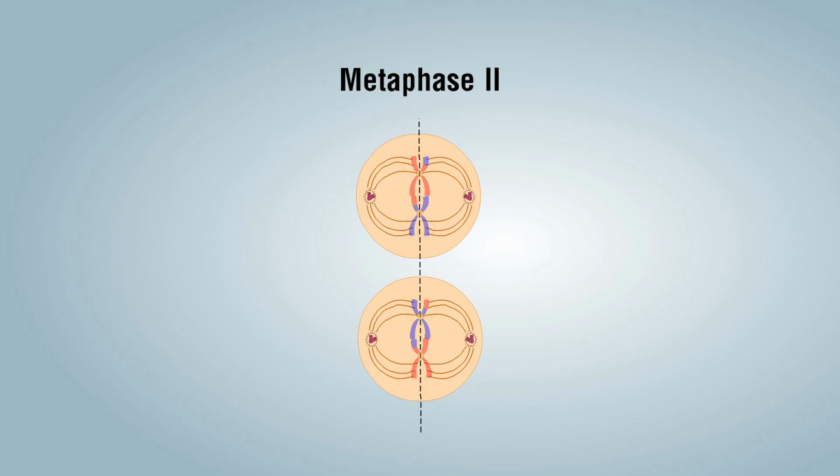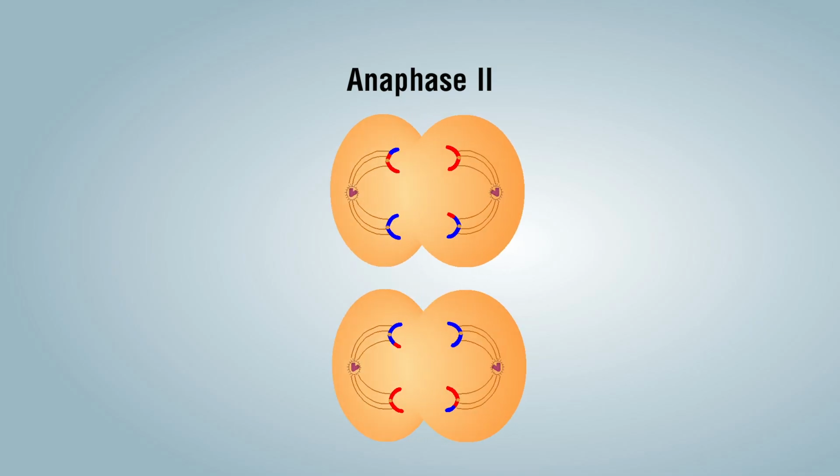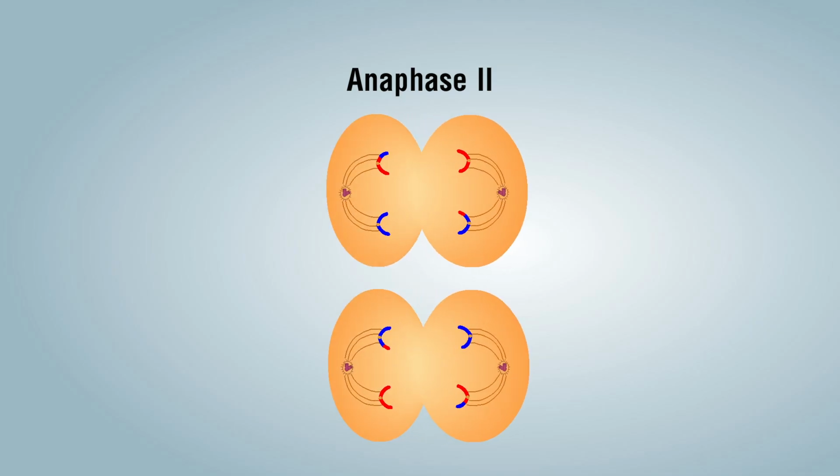Let us see the next stage, which is Anaphase II. The sister chromatids separate and are now referred to as sister chromosomes. The spindle fibers attached to each chromatid shorten, pulling the sister chromosomes towards opposite poles.